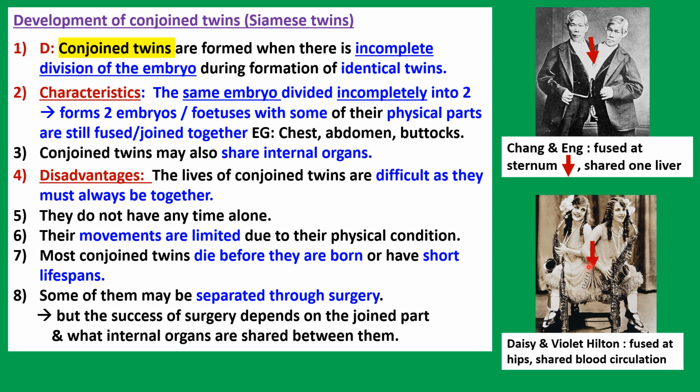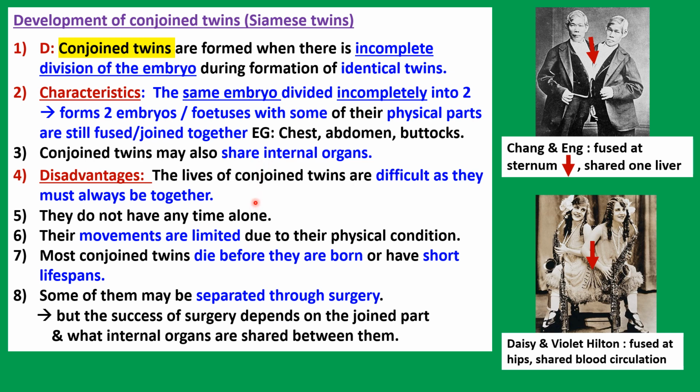Okay, their blood circulatory systems were connected. Now, conjoined twins may also share internal organs like the liver, okay, and certain parts of the body, and so forth. Some of them, they share brain tissues also, okay, they are joined at the hip.